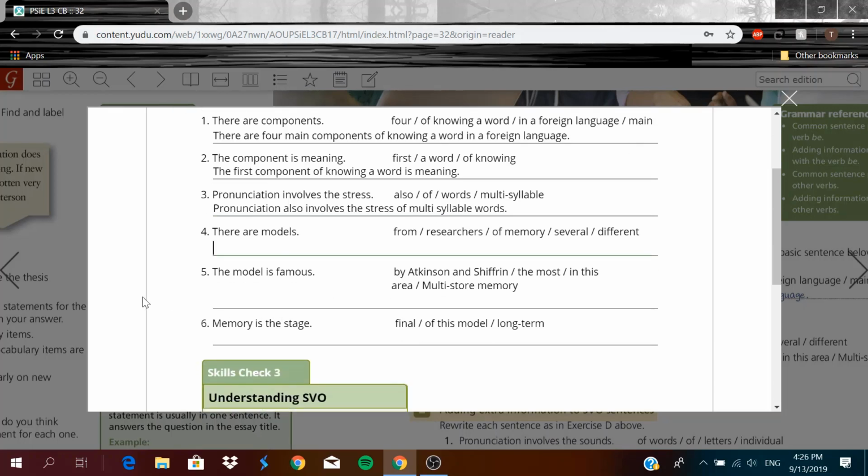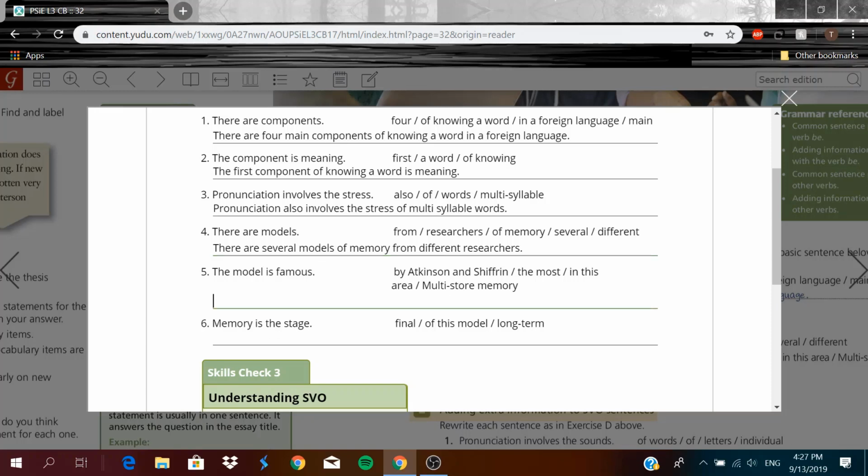Let's go to number 4. There are models from researchers of memory, several and different. How can we go about this? I'll say there are several models of memory from different researchers, right? So there are several models of memory from different researchers.